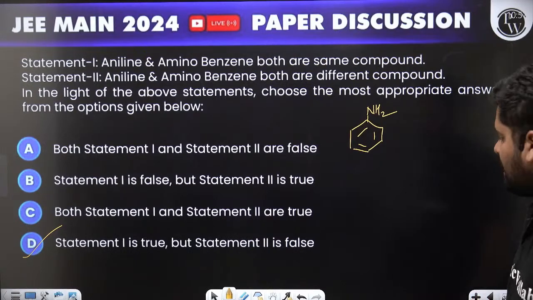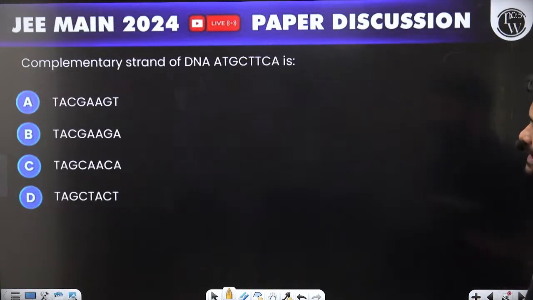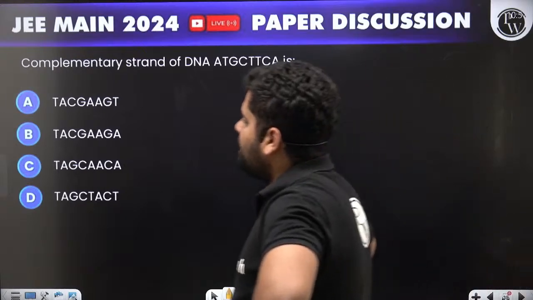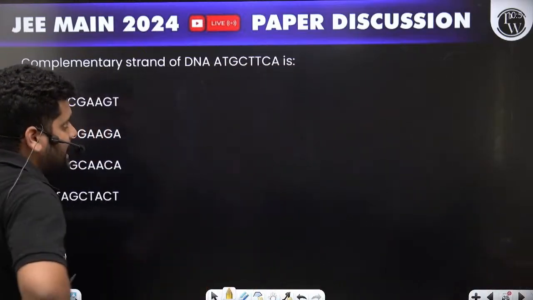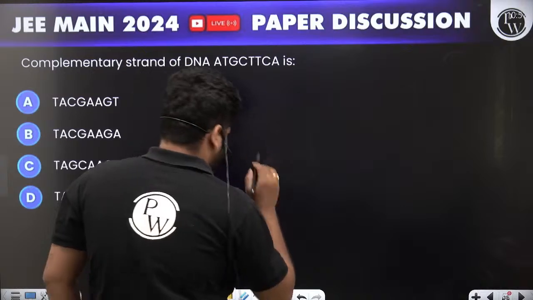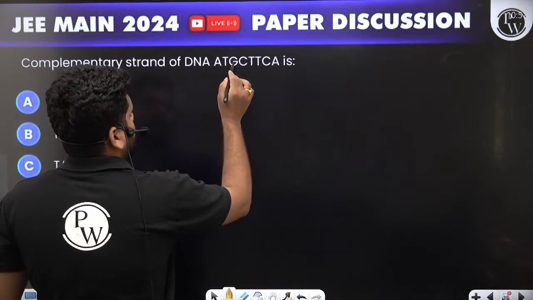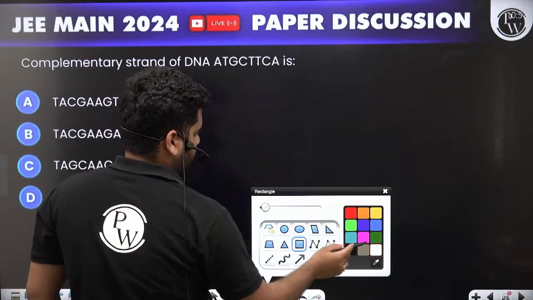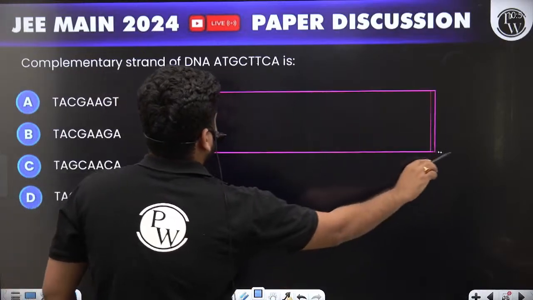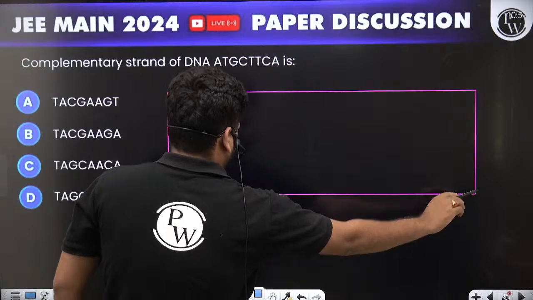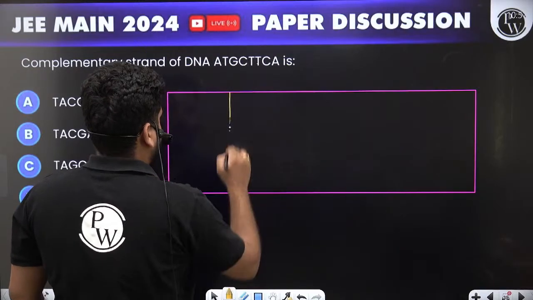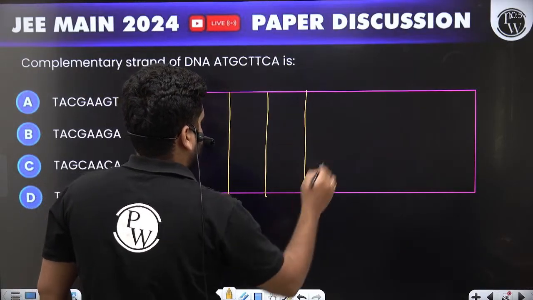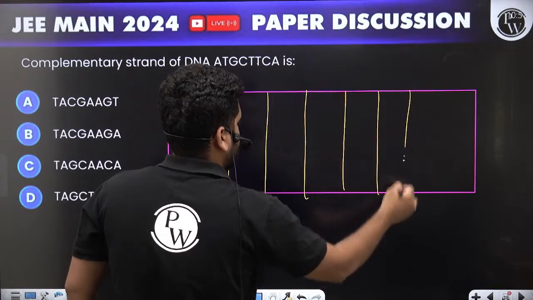Okay, right. Now, next one, see. Complementary strand for DNA. We have 1, 2, 3, 4, 5, 6, 7, 8. So let us have a quick look at this simple question, straightforward one. 1, 2, 3, 4, 5, 6, 7.